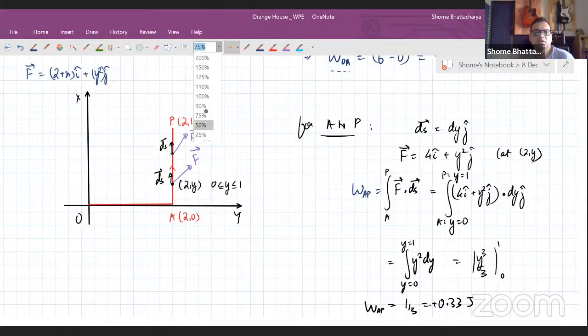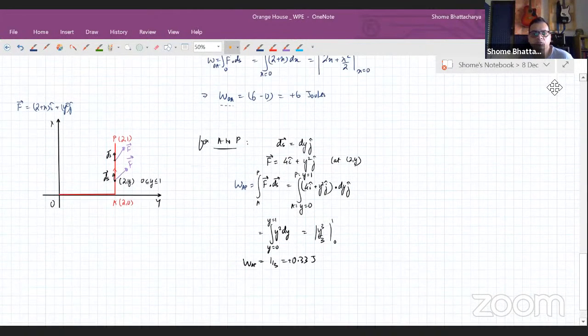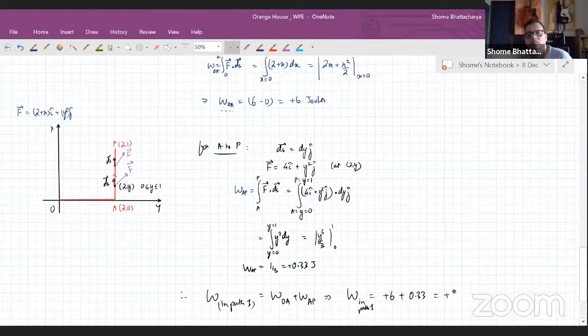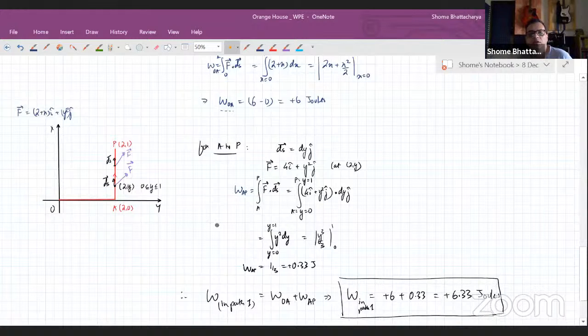So now summing this up with the first result, which gave us the work done from O to A, therefore the work done in path 1 was the sum of these two. So this is the net work done going from the origin to the point P via path 1. Make a note of this, and now we will see the work done in the second path by a similar method.